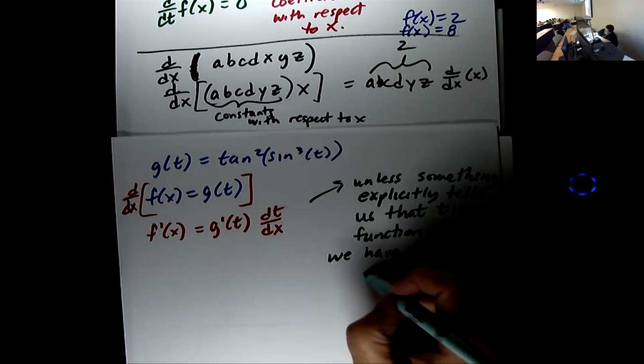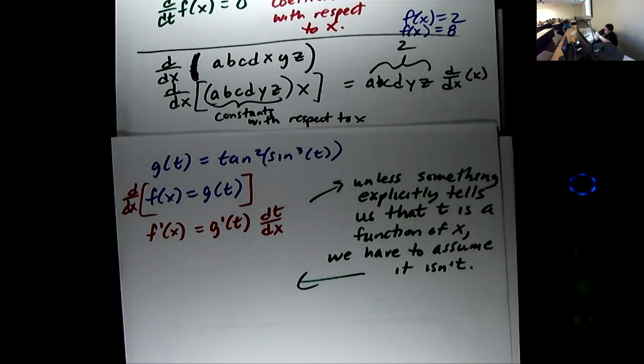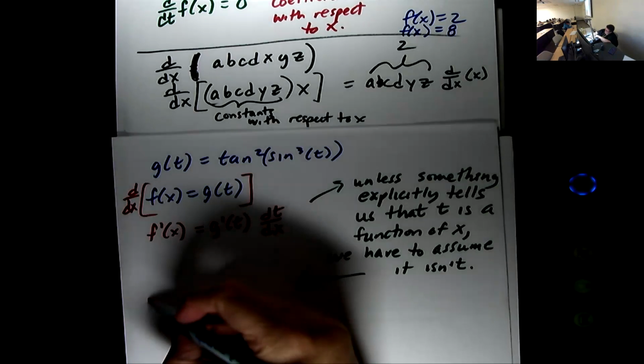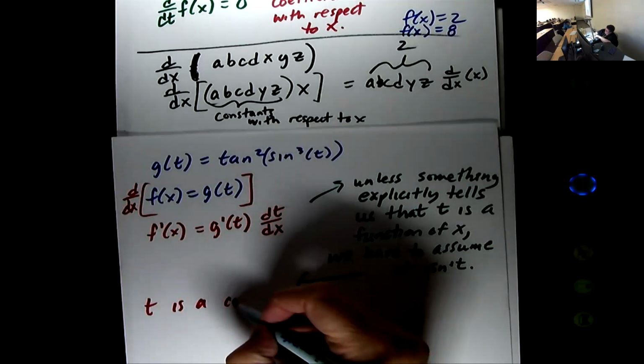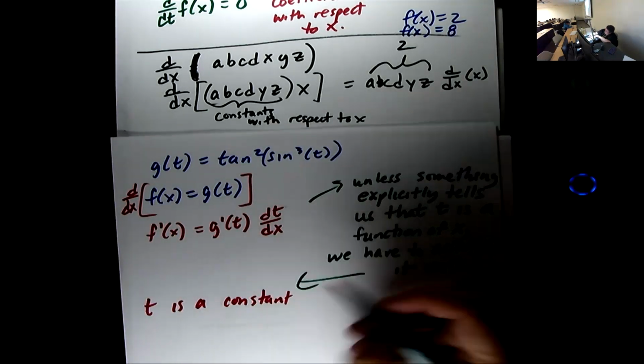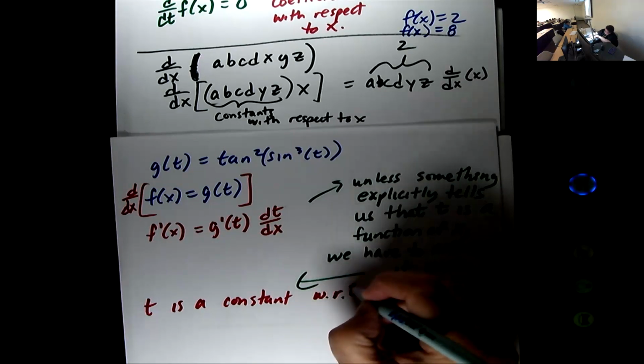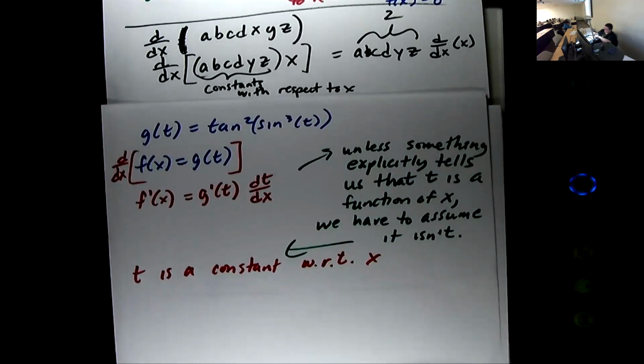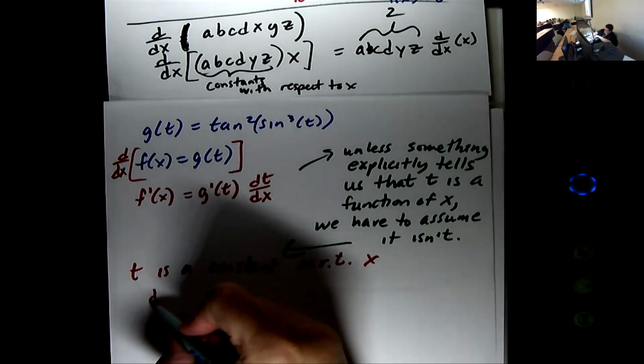And by assuming it isn't, we're saying t is a constant with respect to x. The derivative of a constant is 0.